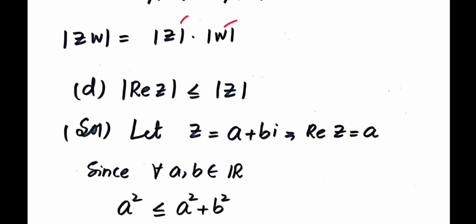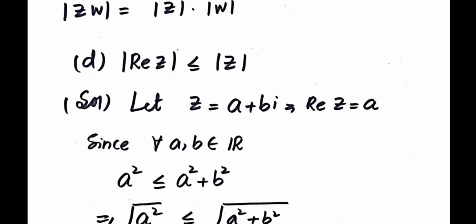In the next property, we have to show the absolute value of the real part of z is always less than or equal to the absolute value of z. Let z is equal to a plus b iota, then you can see the real value of z is a. This is the real part of z. Since for all a, b belonging to R, the square of a is always less than or equal to a square plus b square. You can choose any value of a, b. You can observe that a square is always less than or equal to a square plus b square.